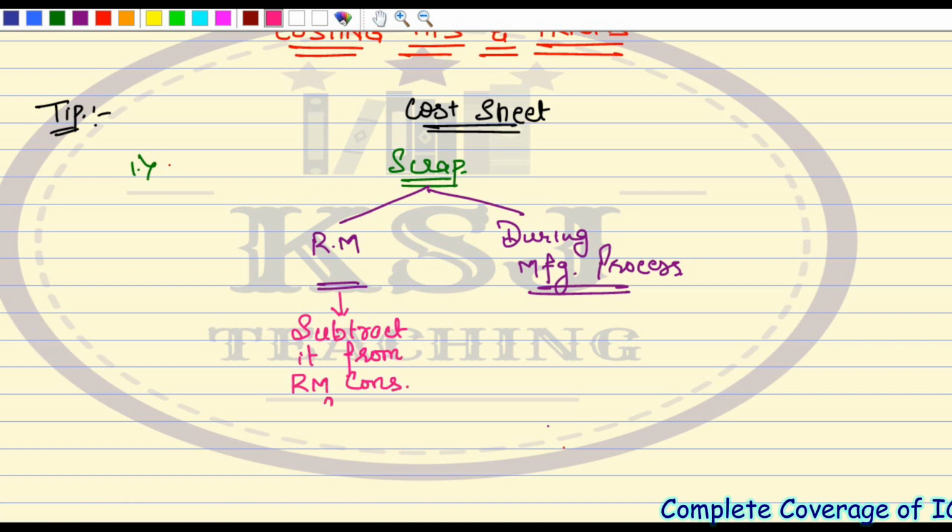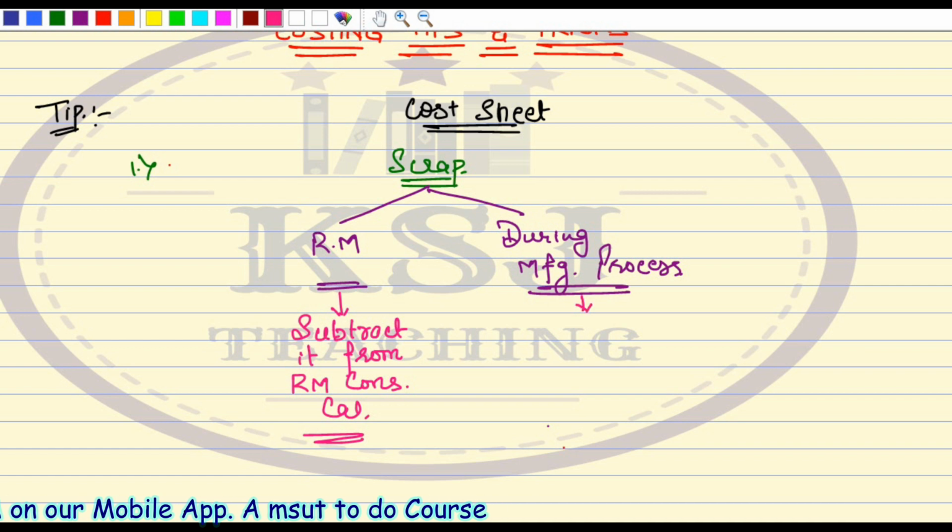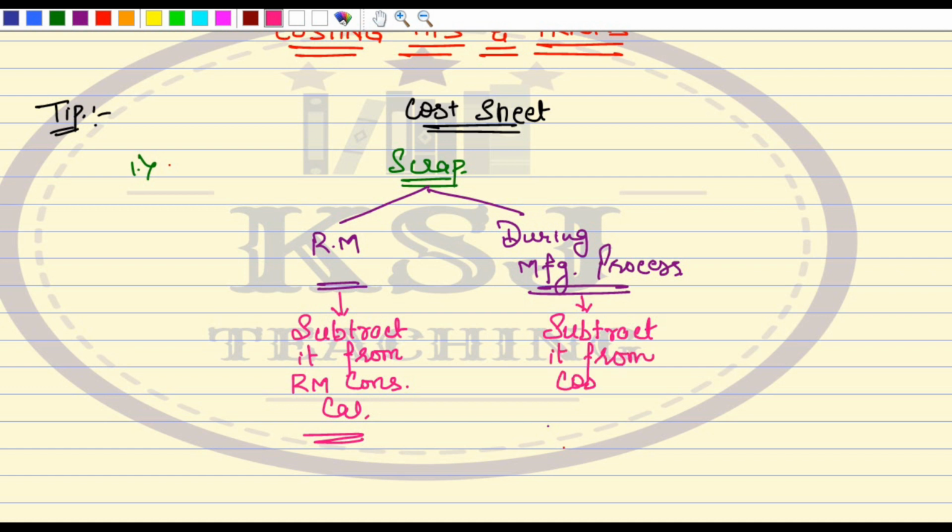RM consumption calculation. Okay, but if you are getting the scrap during the manufacturing process, then you have to subtract it from cost of production. So while calculating the cost of production, you will subtract it. That means after the net factory cost, after the adjustment of the opening and the closing WIP, where you take the administrative overheads, right? There you will subtract this scrap value if you are receiving some scrap. So the first thing that you have to identify is related to scrap, that whether that scrap is the RM or during the manufacturing process.